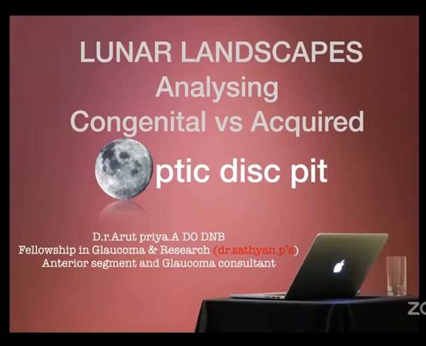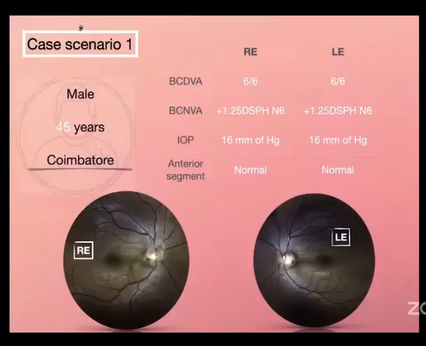I'm going to present a case distinguishing congenital versus acquired optic disc pit based on OCT findings. The first patient is a 45-year-old male who has come for a regular examination. His vision in both eyes was 6/6 with an intraocular pressure of 16, and the anterior segment was quite normal.